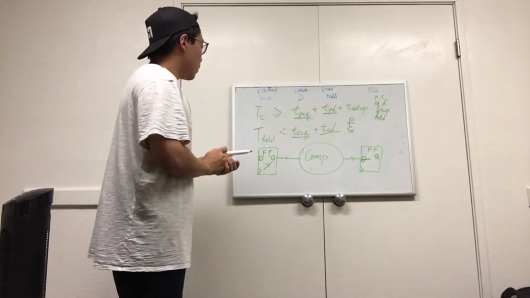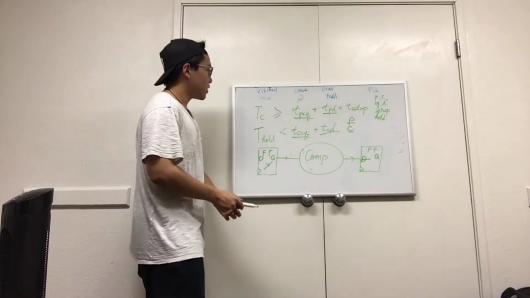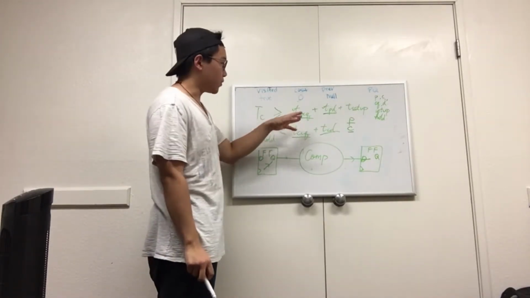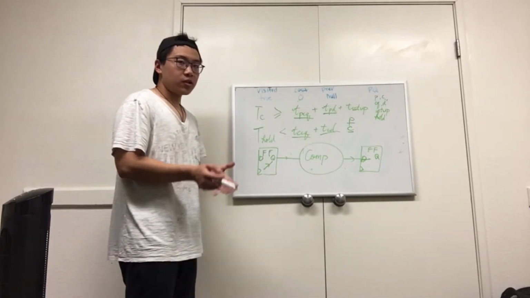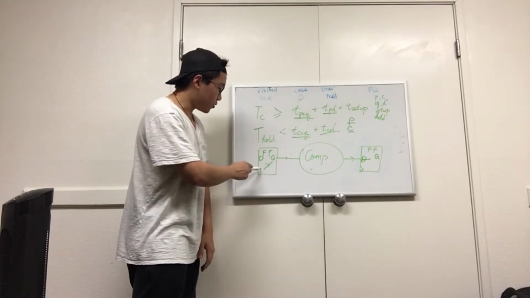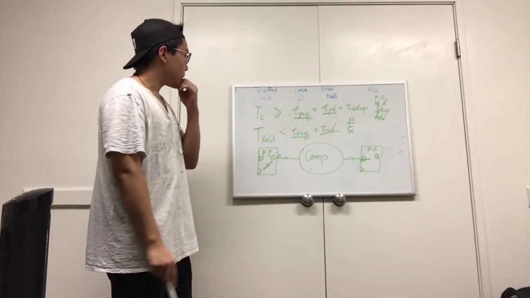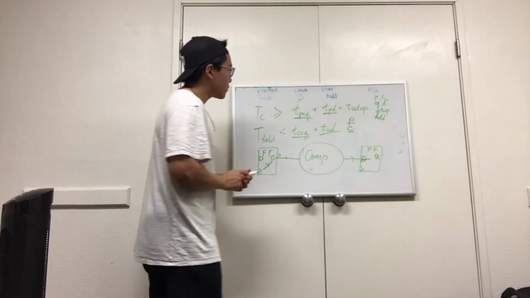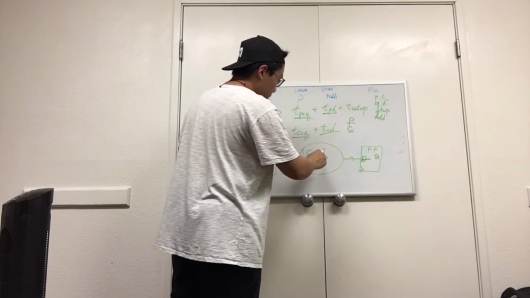Now, as for the notation we're going to use here, TPCQ refers to the propagation delay of the clock to Q of the D flip-flop, which means it is the maximum amount of time it takes for the D flip-flop to output its changed value upon receiving the rising clock edge. TPD is the propagation delay of the combinational circuit.